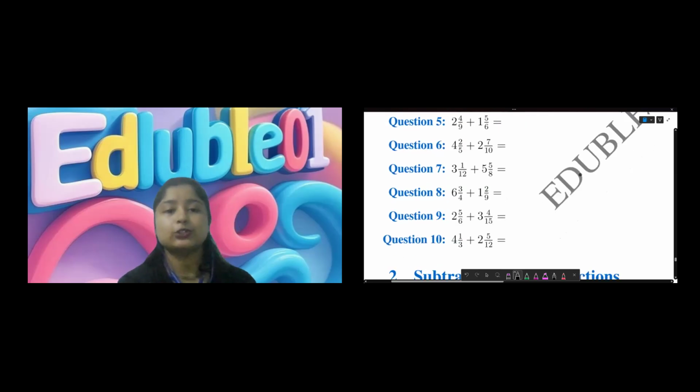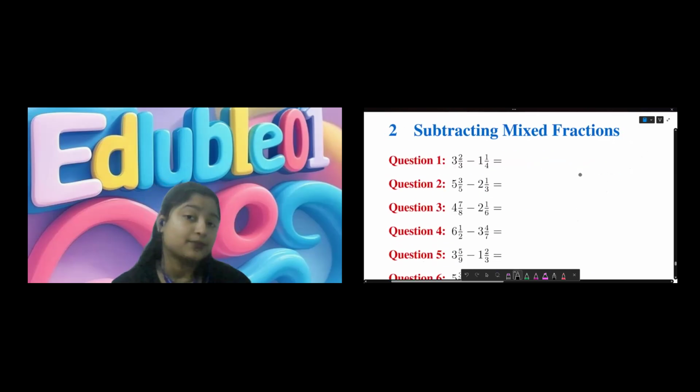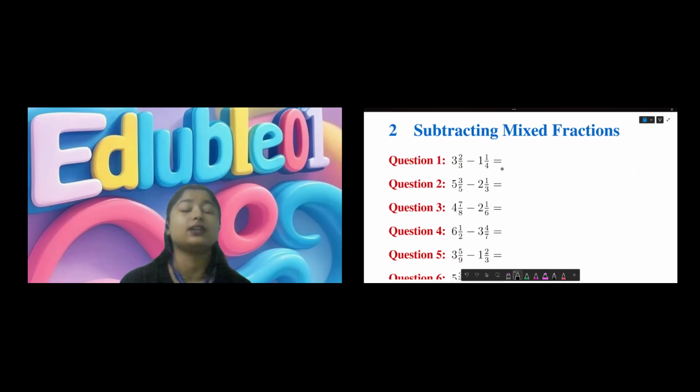Now, let's see the questions of subtraction, subtracting the mixed fractions. Very simple, yet very, very useful. So 3 minus 1 is going to give you 2, subtracting the whole numbers first. Now, 2 over 3 and 1 over 4, very easy. So the denominator is going to be 12. Numerator is 4 times 2 is 8, and 3 times 1 is 3 only. So 8 take away 3 is nothing but 5. So 2 and 5 over 12.